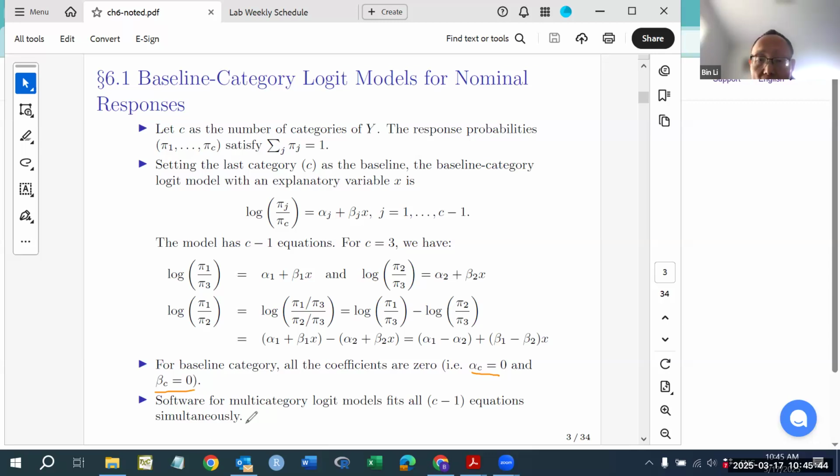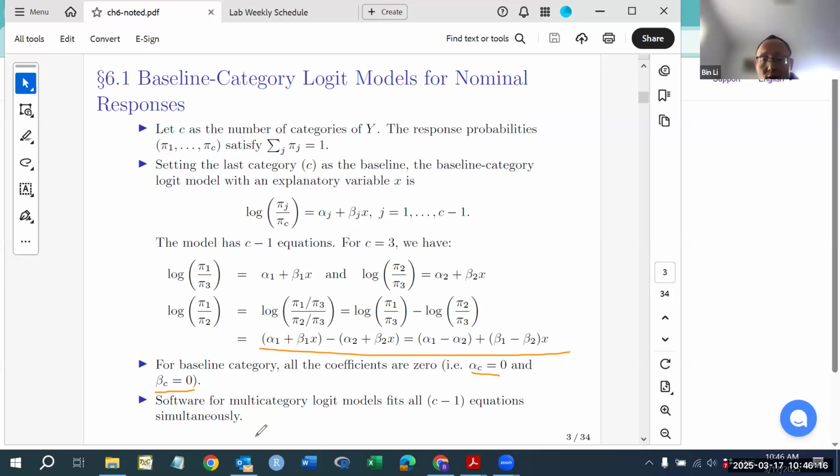And also the way we calculate the log odds between pi 1 and pi 2, between category 1 and 2, is the same. Use the difference of the intercepts as the new intercept and the difference of the slopes as the new slope, between the two non-baseline categories.